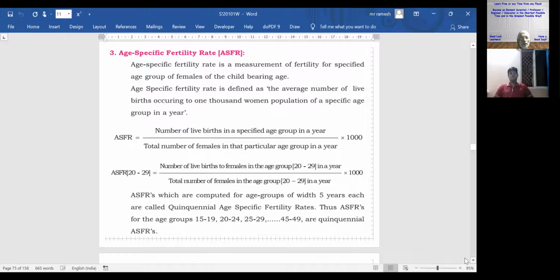So the formula we can write it as ASFR is equal to numerator we can keep B. Below we will write a P with the subscript S to indicate specific age group, into 1000.